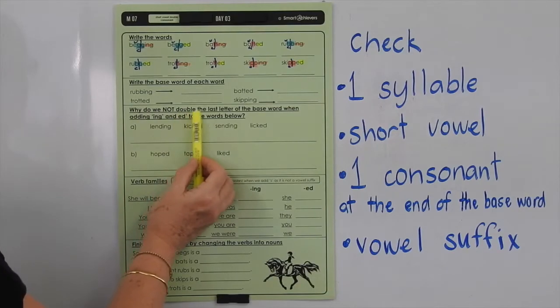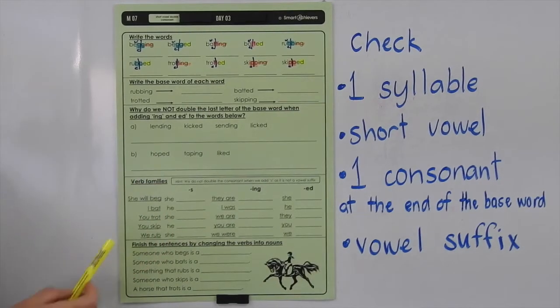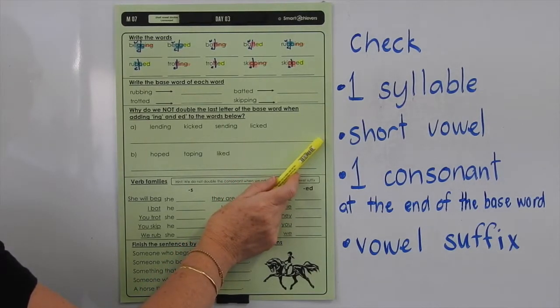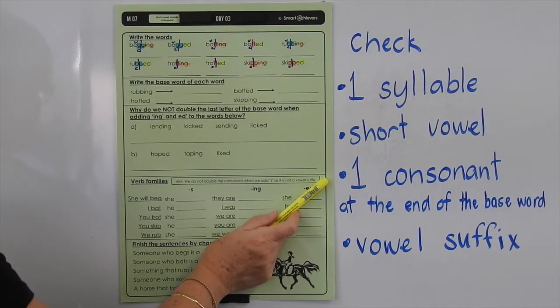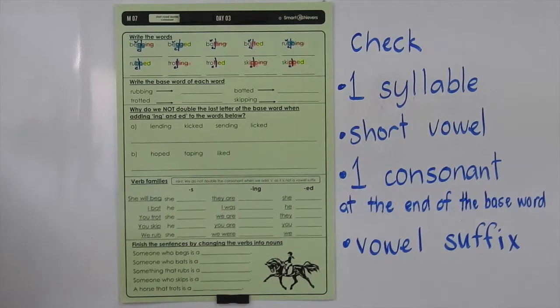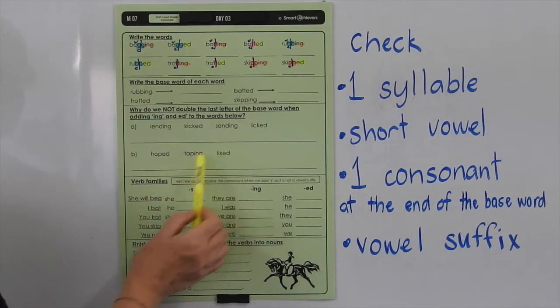Why do we not double the last letter of the base word when adding ing and ed to the words below? Okay, so it's going to be one of these things. It might be that the base word has more than one syllable. It could be that the base word does not have a short vowel. It could be that the base word does not end in one consonant. It means it ends in more than one consonant. And it could also mean, we haven't done that, we have used vowel suffixes, so that won't be one of the reasons. So you might need to discuss that as a group. But these ones are similar and these ones are similar.